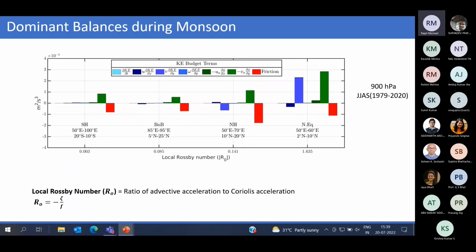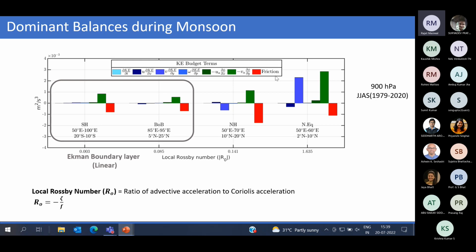So now quantifying these balances by taking averages over the four boxes that we had identified earlier, we can see that in the southern hemisphere box and the Bay of Bengal box, the balance is mostly between the frictional dissipation and the generation coming from the meridional term. And this is an Ekman type boundary layer where friction balances the geopotential or the pressure gradients.